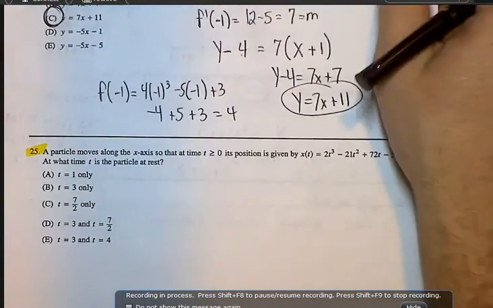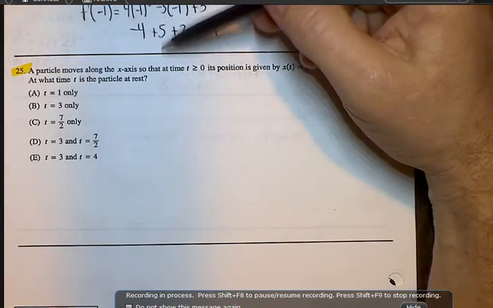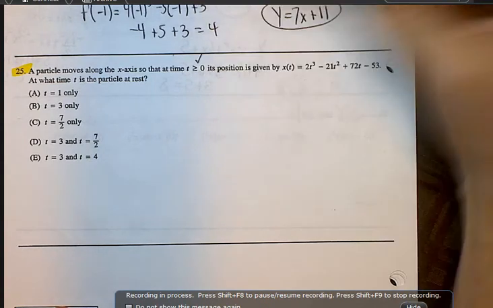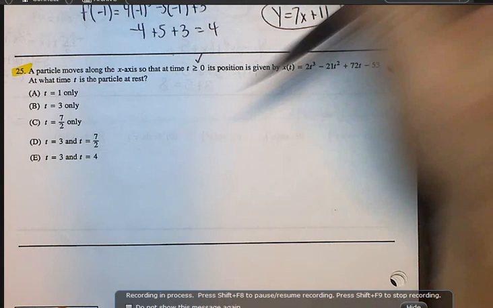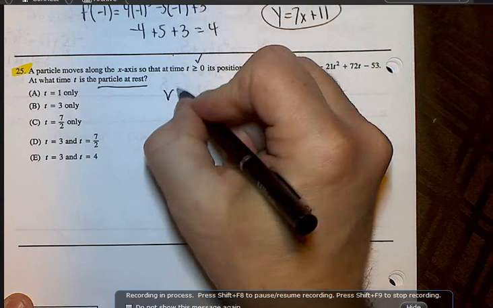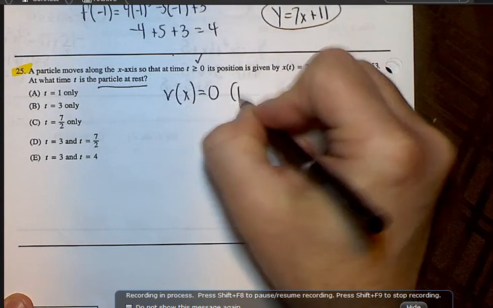Question 25. Question 25 goes on to say, a particle moves along the x-axis, t greater than or equal to 0. Remember, this is just setting the domain. t has to be greater than or equal to 0. Its position is given by this. At what time is the particle at rest? The definition of a particle being at rest is when the velocity is equal to 0.